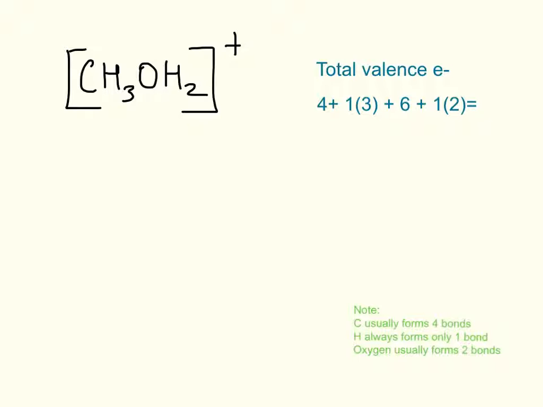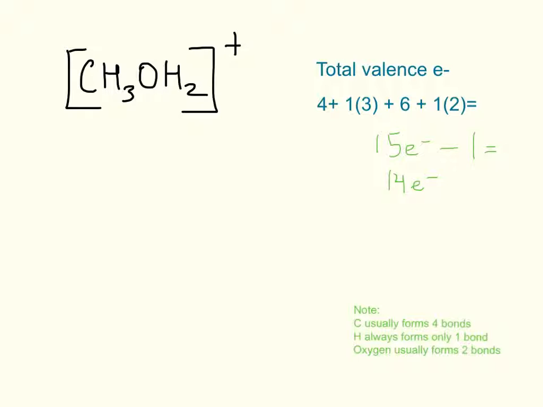I get the 4 from the carbon, 3 valence from 3 hydrogens, 6 from the oxygen, 2 from 2 hydrogens, right here. So my total adds up to 15 electrons. Notice that there's a positive net charge. To get a positive charge, I must subtract an electron, minus 1, which gives me 14 total valence electrons.